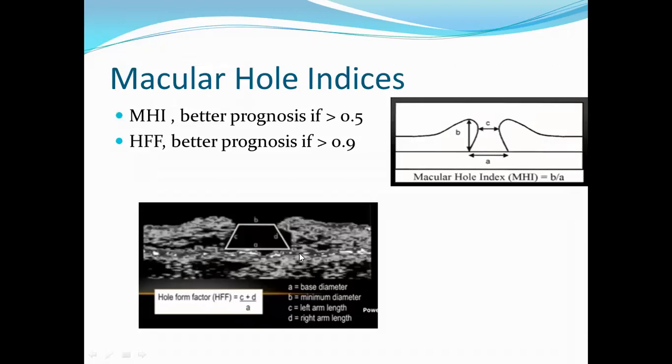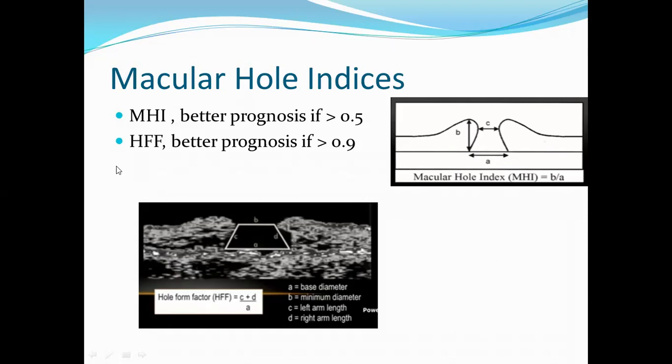Then there are some macular hole indices. बहुत सारे indices हैं, but 2 or 3 indices the PG should know. One is macular hole index. So what is it? It is the macular hole height divided by the basal diameter. So if it is more than 0.5, it is a good prognostic sign.